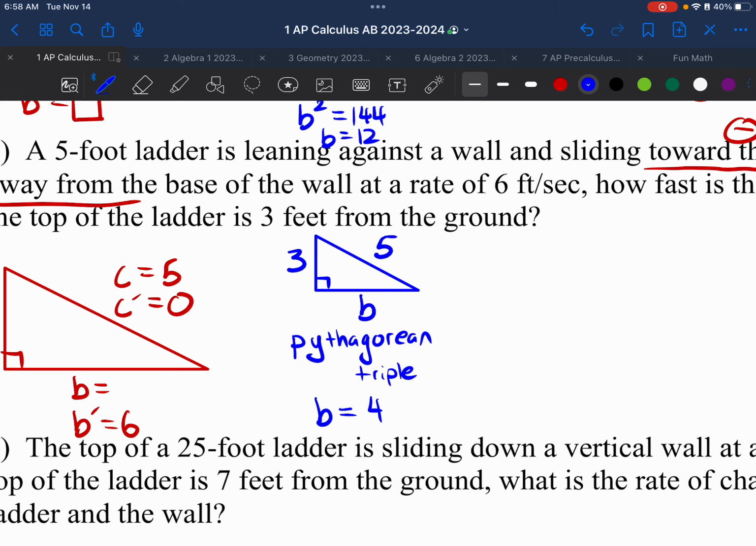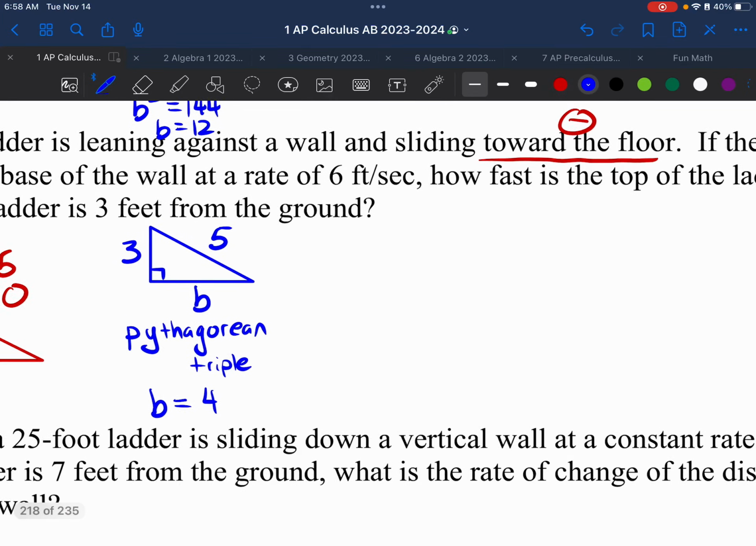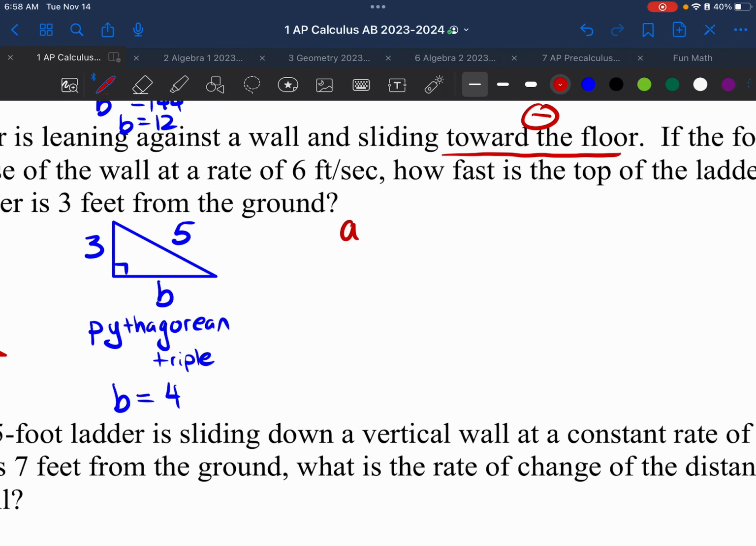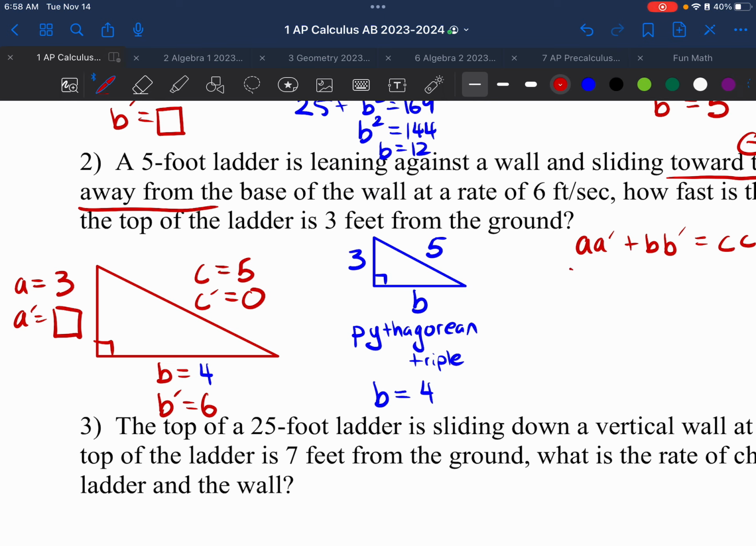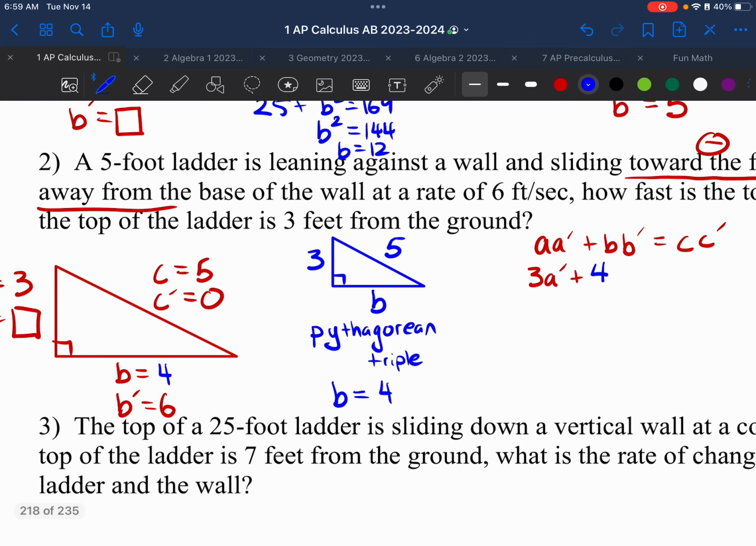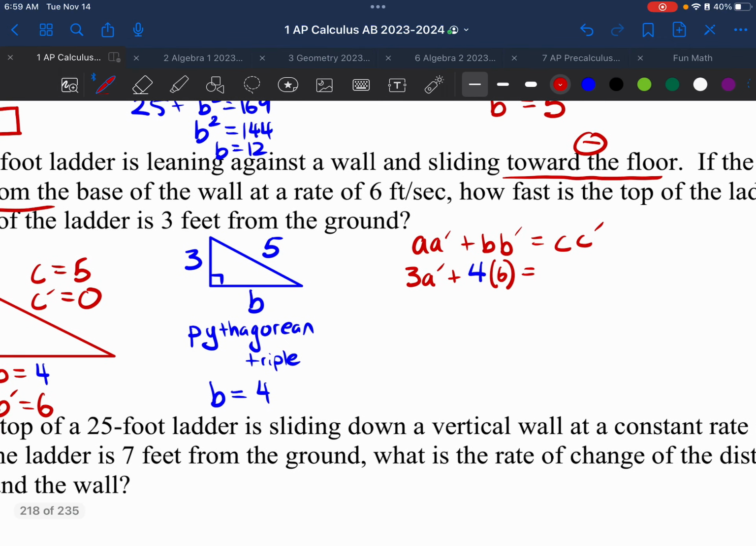Okay, now that I know B is equal to 4, I plug it all into our formulas, which is A prime plus B prime is equal to C prime. All right, our scavenger hunt here is almost complete. A is 3, A prime we don't know, plus B, which we plugged in to get 4. B prime is 6 from the problem, so 4 times 6. And this is going to be equal to C prime, which is 5 times 0. What is that going to give us?